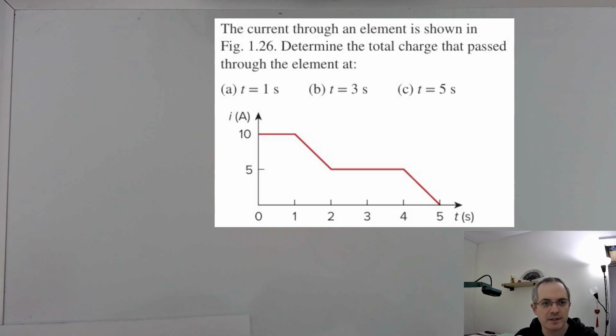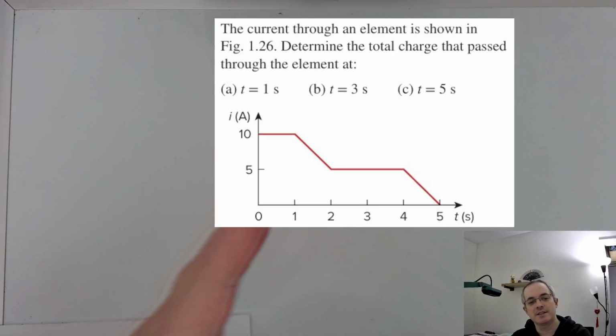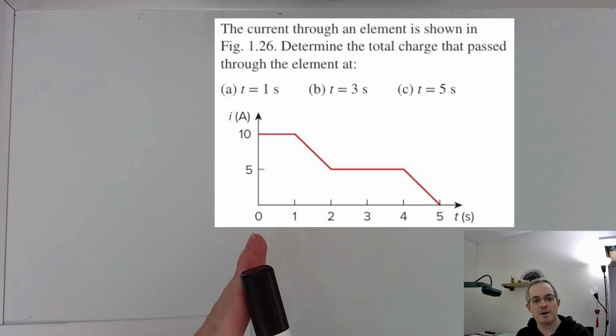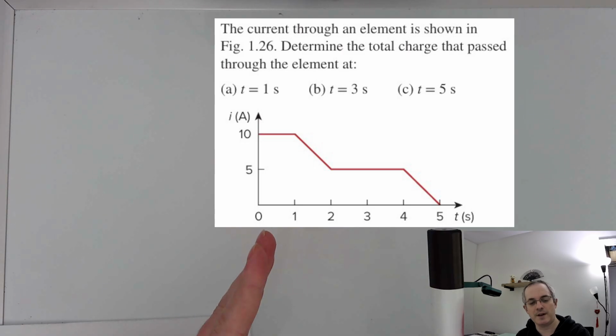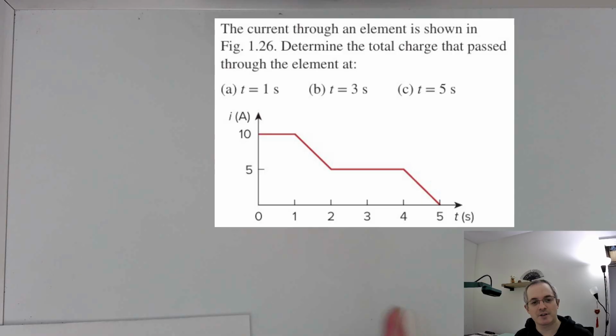Weird phrasing, I think. What they're after is to determine the total charge that has passed through the element from 0 seconds all the way up to 1 second, all the way up to 3 seconds, all the way up to 5 seconds. Not literally how much charge has passed through at the exact instant of 3 seconds, because of course the answer to that is 0. There can be current moving, there can be charge moving, but at any one particular instant in time, there's no charge moving, because an instant is a very short amount of time.